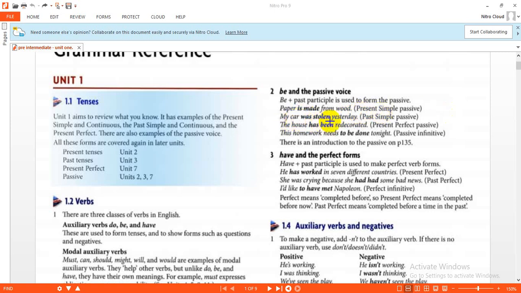My car was stolen yesterday. Past simple passive. The house has been redecorated. Present perfect passive. This homework needs to be done tonight. Passive infinitive. There is an introduction to the passive on 135. Be and the passive voice. Be plus past participle is used to form the passive.